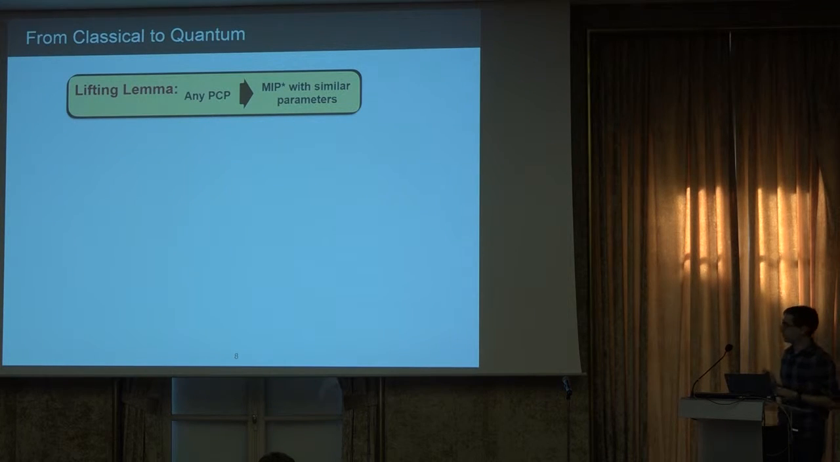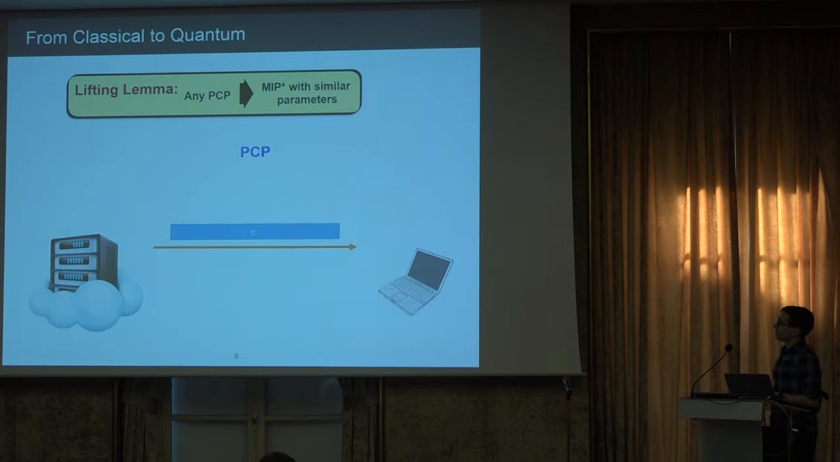So, all right, let's start by looking at the lifting lemma. This is stuff that is due to Ito and Vidick and several papers after that, and we just unpack it and make it into a lemma. So let's start with the basic case. Let's suppose that I have a PCP, right? In the PCP model, the verifier is allowed to make queries into this proof.